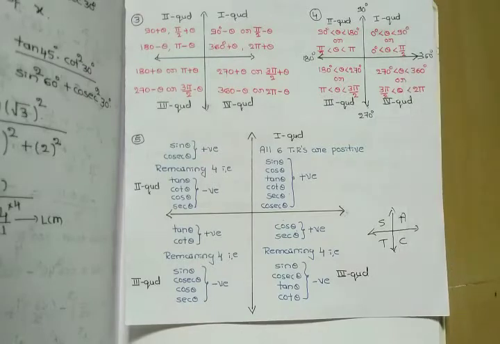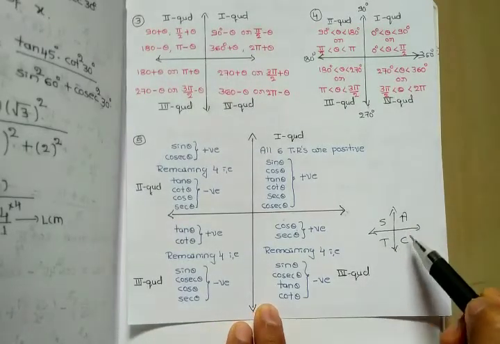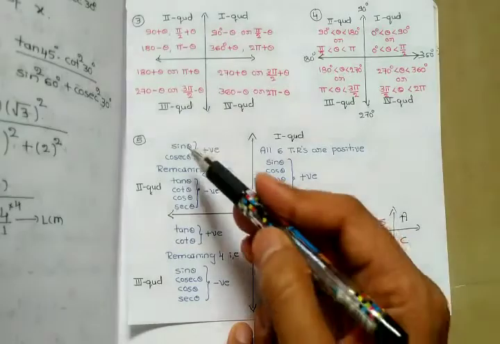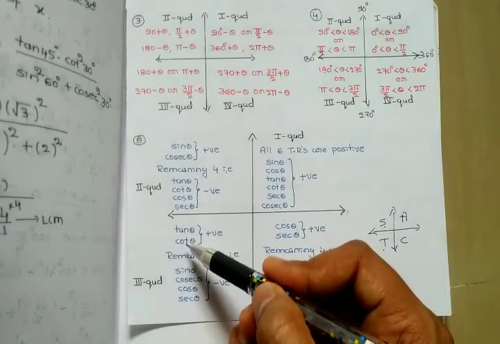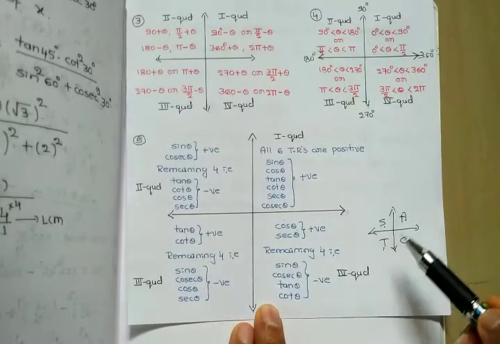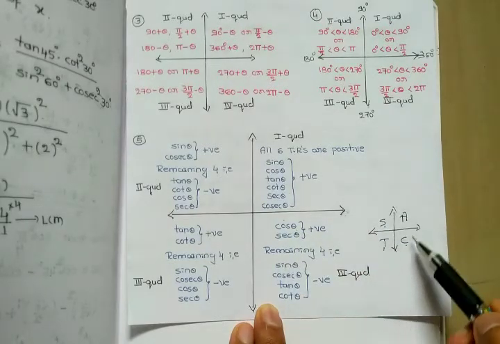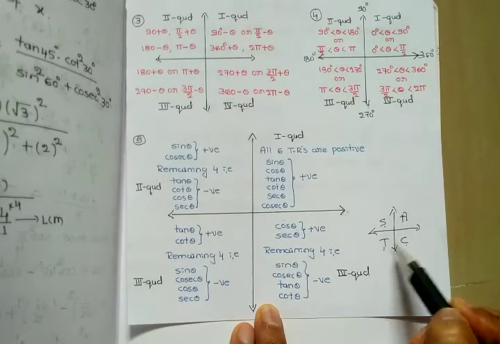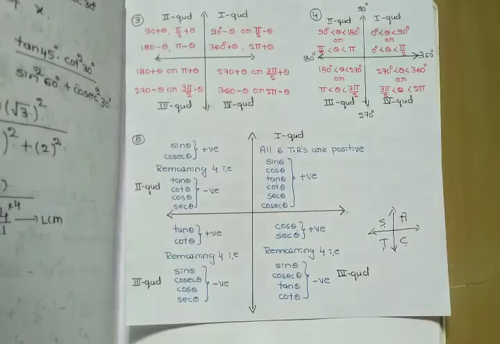Also, this you can remember by this short form, that is ASTC. So all these values give you the positive answer only. All are positive. A stands for all. S means sine, and the reciprocal of sine remains positive in the second quadrant. T stands for tan and the reciprocal of tan remains positive in the third quadrant. C stands for cos and the reciprocal of cos remains positive in the fourth quadrant. And in the second, third and fourth, the remaining four will be negative sign. Shortly you can remember by the ASTC rule.